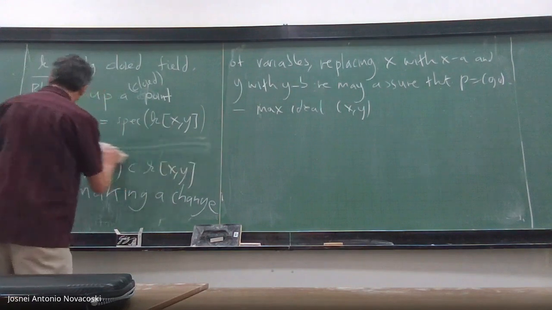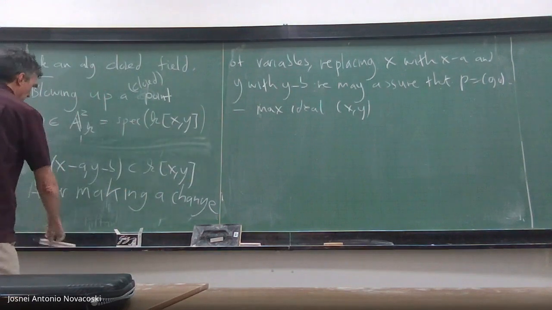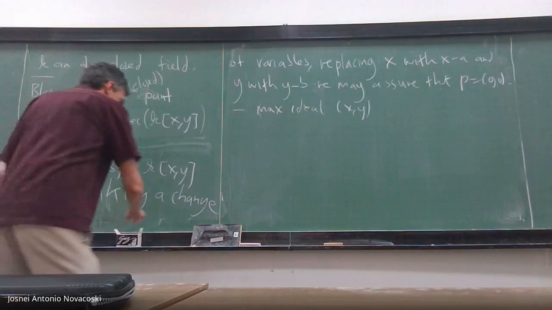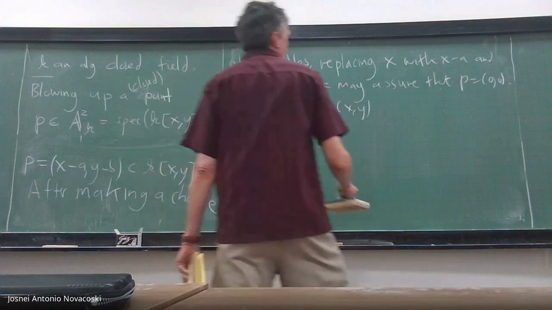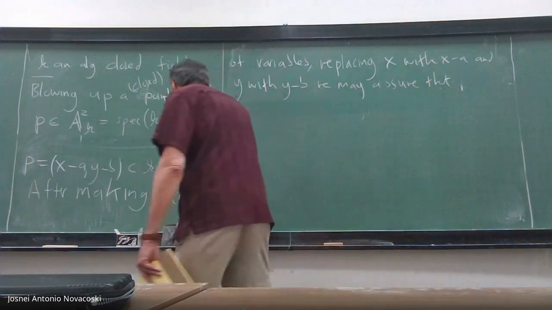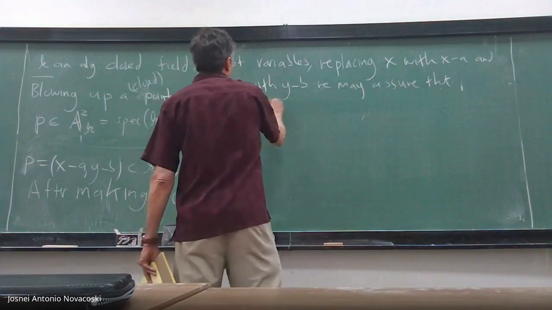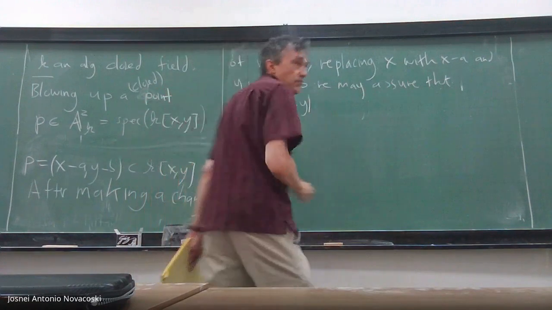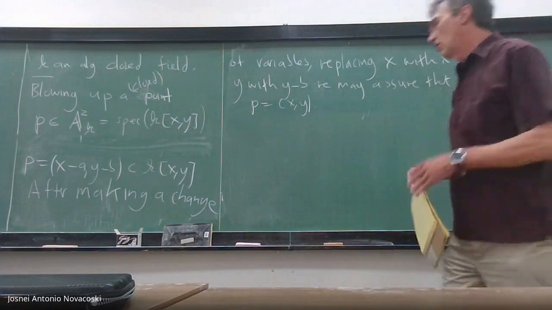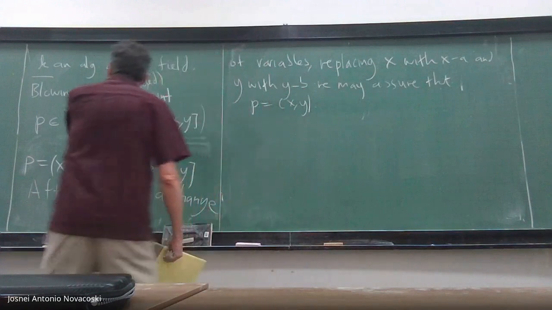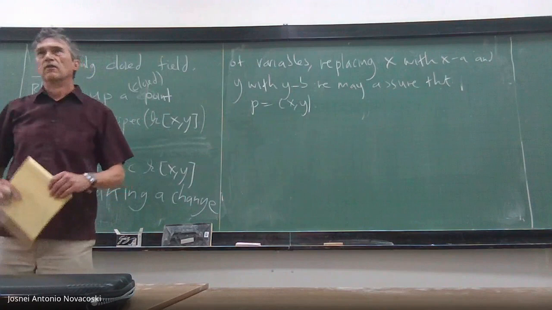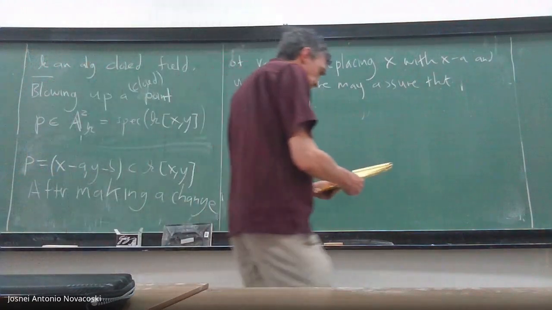So then I say this: we assume that P is equal to (x,y). The motivation behind this is that you can also think of this as being a model of the plane K^2, and this would correspond to the origin in that plane.